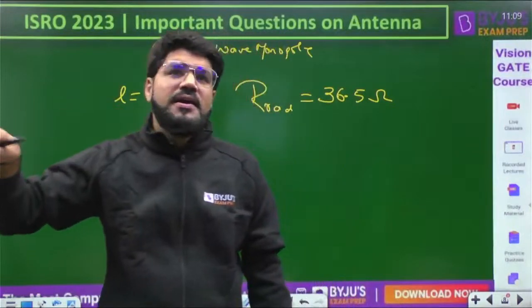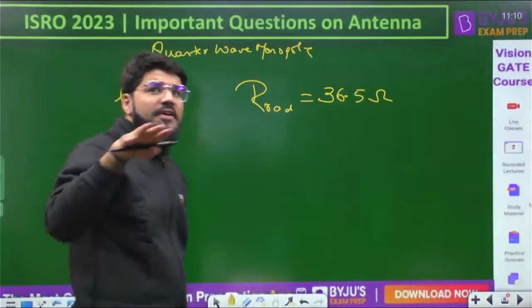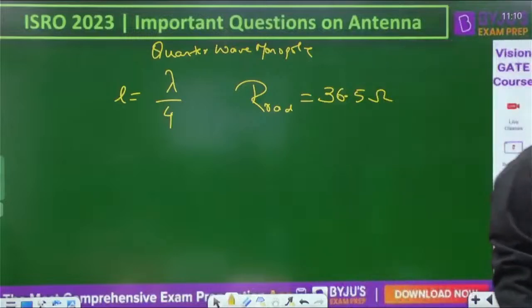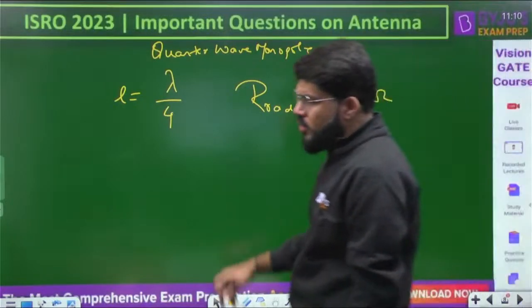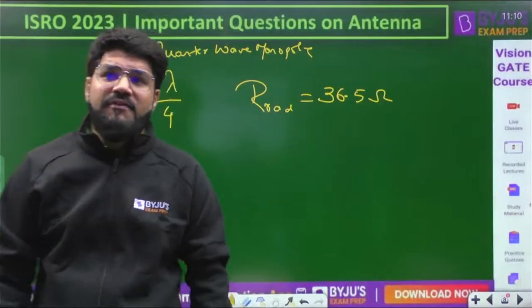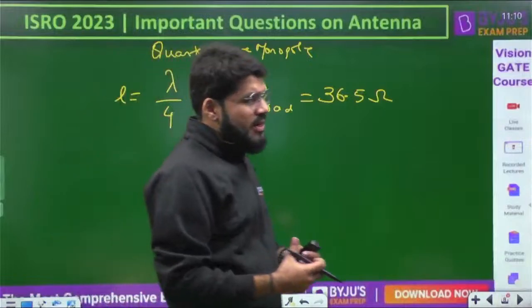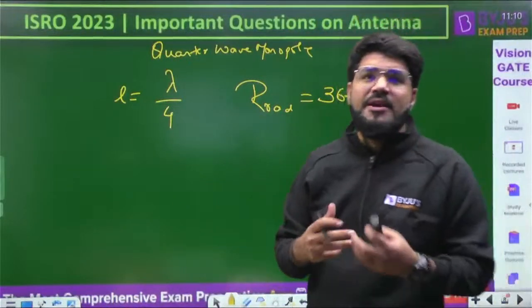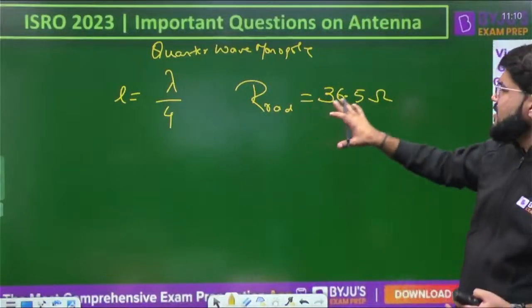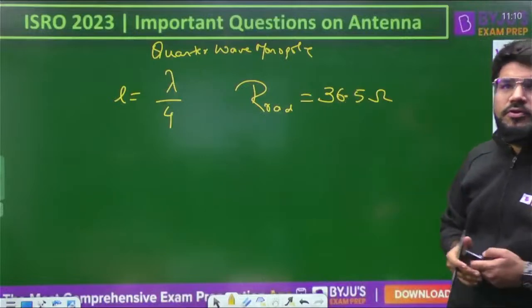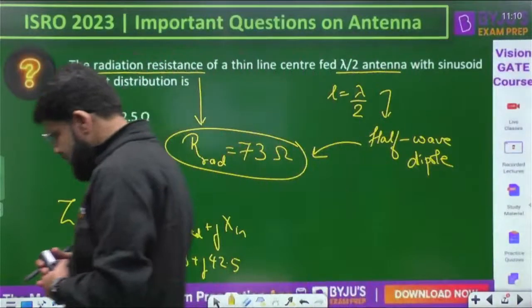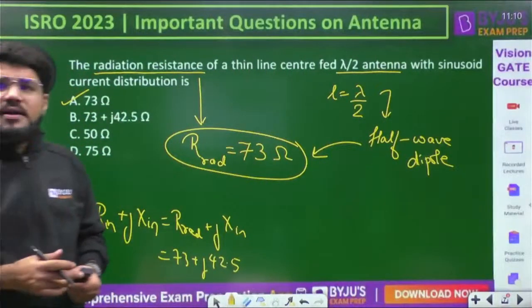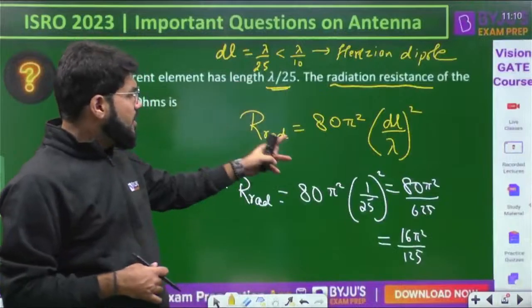above a ground plane, located above an infinite grounded plane. A lambda by 4 monopole located above a conducting ground plane. Whenever there is a concept related with a conducting ground plane, we apply the method of images and solve the problems. But yes, these are the values which are solved and given in front of you. 36.5.